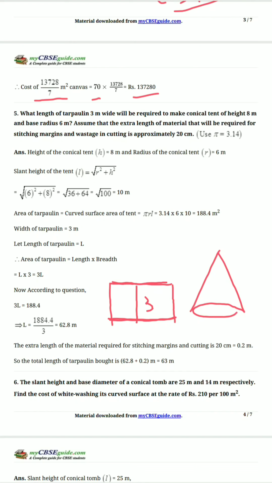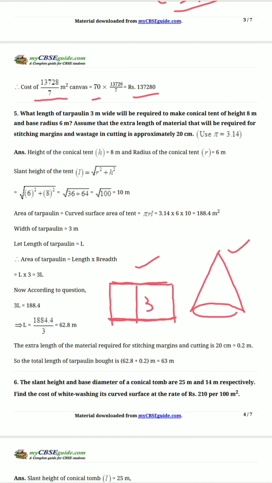Now this tarpaulin cloth will cover the curved surface area of the conical tent. Means whatever is the curved surface area of the conical tent, that much cloth material we will require to cover it. So it means that the area of this cloth should be equal to the area of this cone. Here the area of cloth means area of rectangle, and the area of cone means the curved surface area of the cone. So this is the relation which we are going to use here.